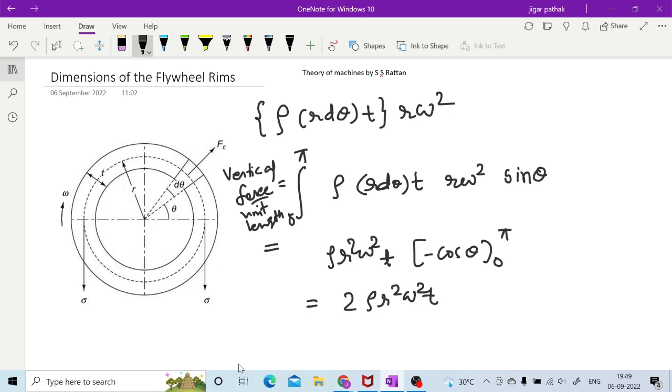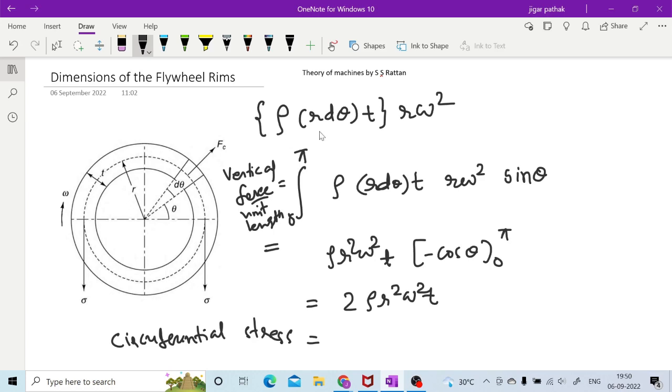Now, hoop stress or circumferential stress is also present in this flywheel, right? So if you consider that circumferential stress... Sir, what is the unit of rho here? Rho is density, that means mass by volume. Sir, here r d theta t is area, right? Sorry, d r would have been a bit better, sir.